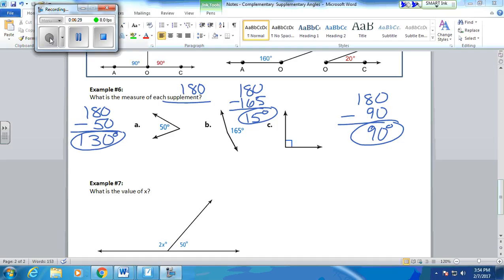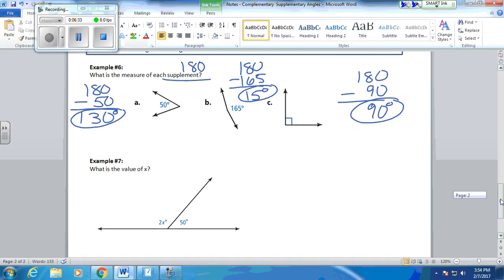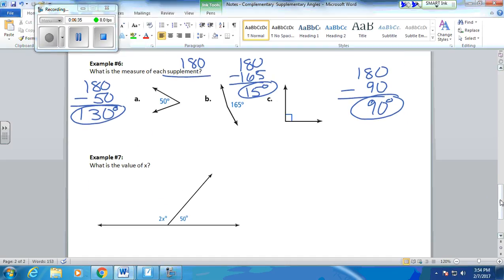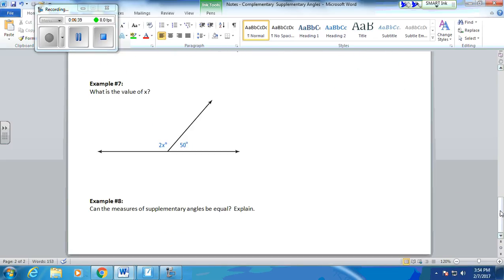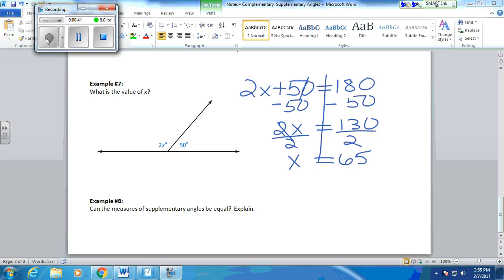I'm going to let you try number 7 on your own. Just be careful, what is the diagram showing you, and then write an equation from that. Okay, so these two angles together form a straight line, which means that it's 180 degrees. So I added the 2x plus the 50 to give me 180. X ends up being 65.